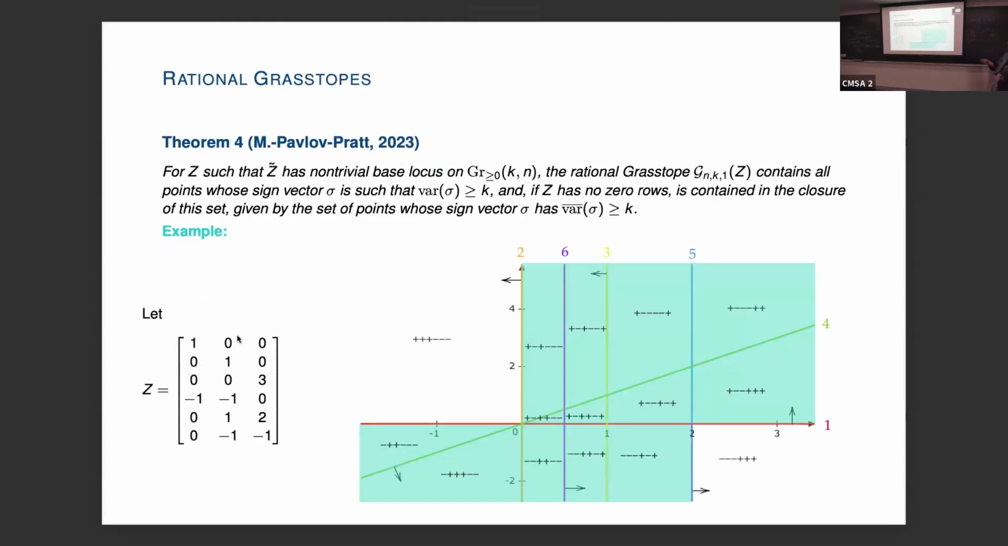So that's why we get this var result, but the var bar result, we actually are not sure in general what happens on the boundary. So this is an example of a rational Grasstope. And we just checked manually that all the points, so this one is actually closed, all the points on the boundary are included. And we don't have any example where not all points on the boundary are included.